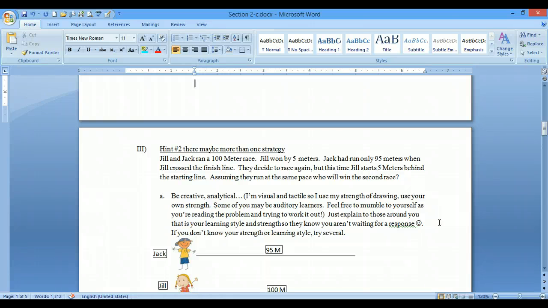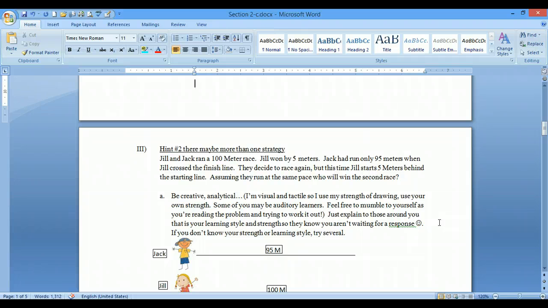There may be more than one strategy. Jill and Jack ran a 100-meter race. Jill won by 5 meters. Jack had run only 95 meters when Jill crossed the finish line. They decided to race again, but this time Jill starts 5 meters behind the starting line. Assuming they run at the same pace, who will win the second race?